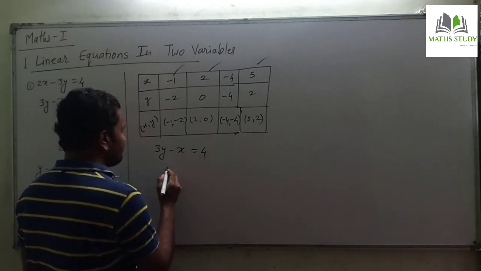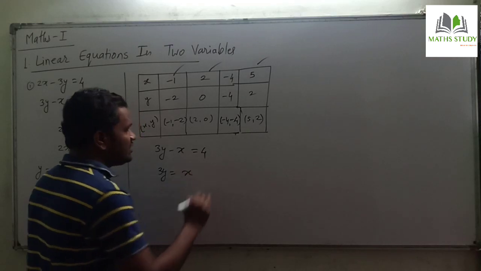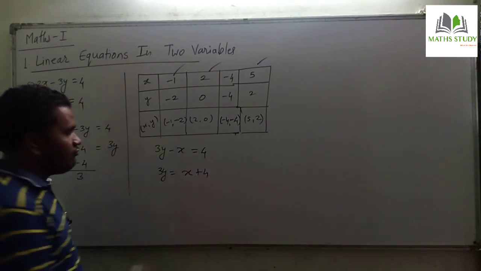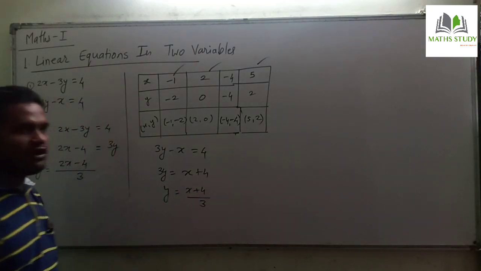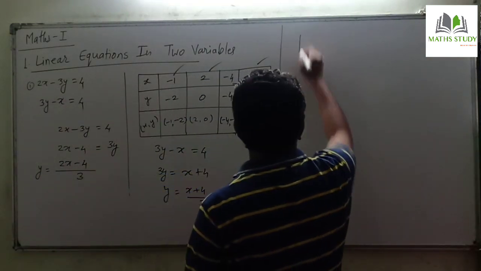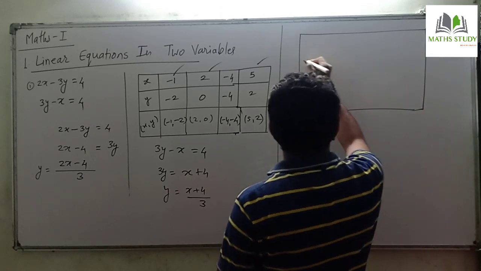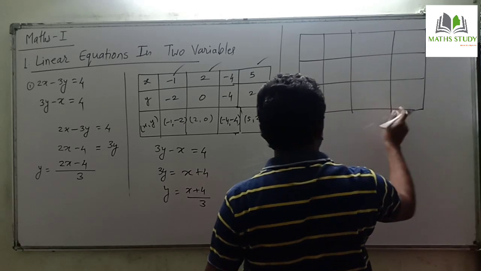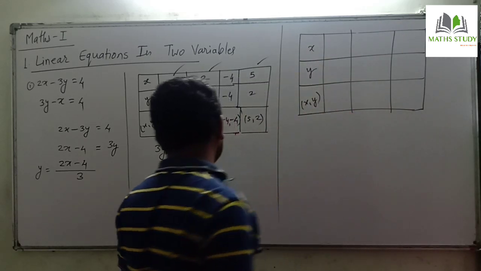We will do it the same way. See, 3y is equal to x, squaring... minus x becomes plus x, and 4 is already there. 3 goes below, so y is equal to (x plus 4) by 3. Simply, what you want to do is just try to put in the numbers, the method I have told you. As I told you earlier, you have to follow the same method again. This is a simple equation, so we got x, y and x, y.